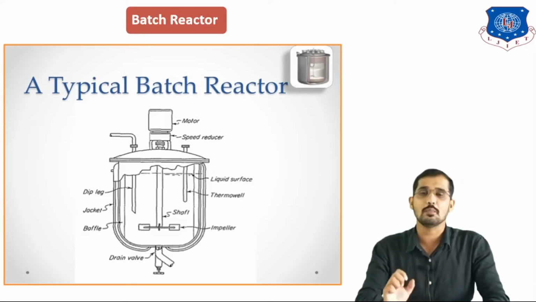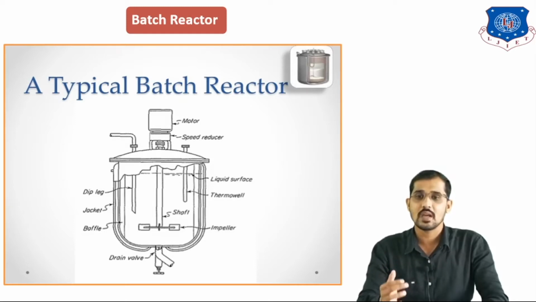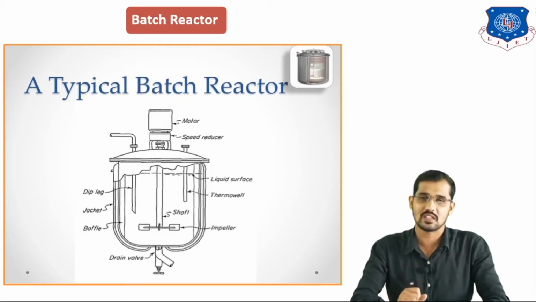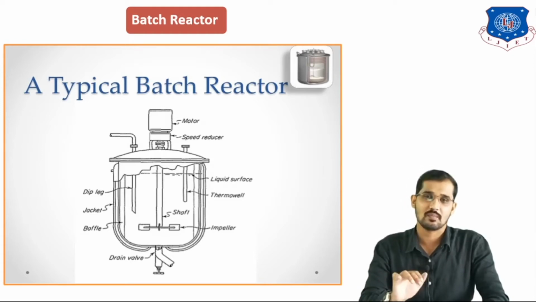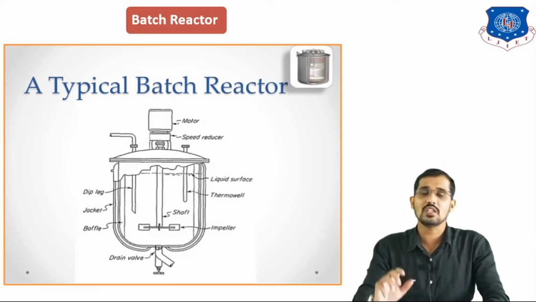After that, there is an impeller. The impeller is used to provide better mixing in the reactor system. And there is a motor that is used for electricity supply, and a speed reducer can be used to maintain the speed of the impeller in the reactor system. After that, there is a thermowell. A thermowell is nothing but one type of insulation between the thermometer or any temperature measurement sensor and the reaction mixture. And lastly, there is the liquid surface. This liquid surface is nothing but the surface of the reaction mixture. Okay, so this is all about this batch reactor.